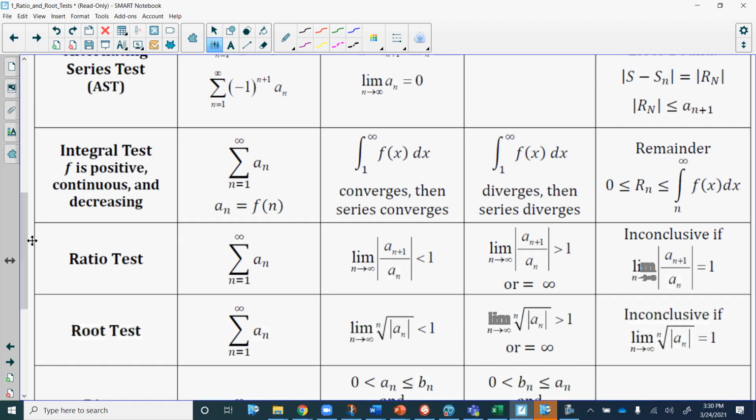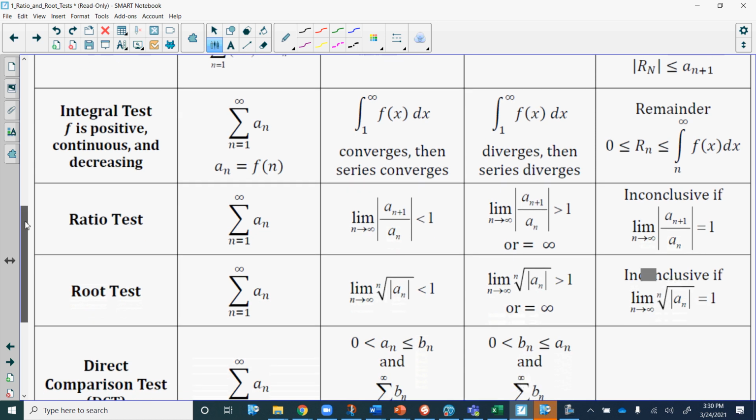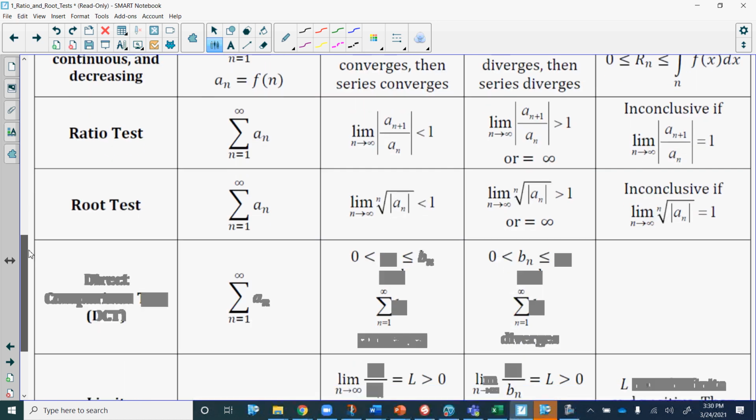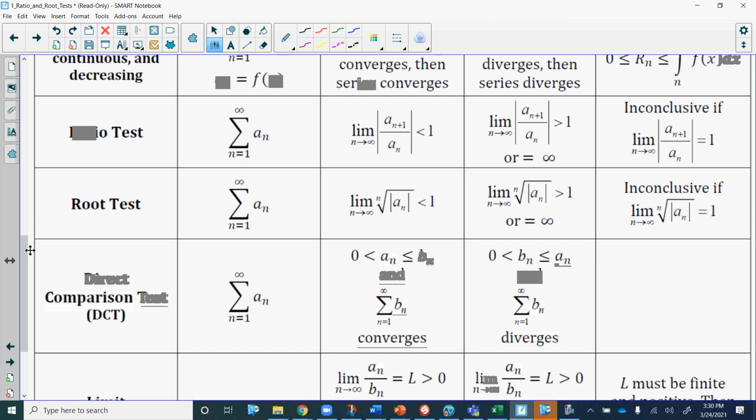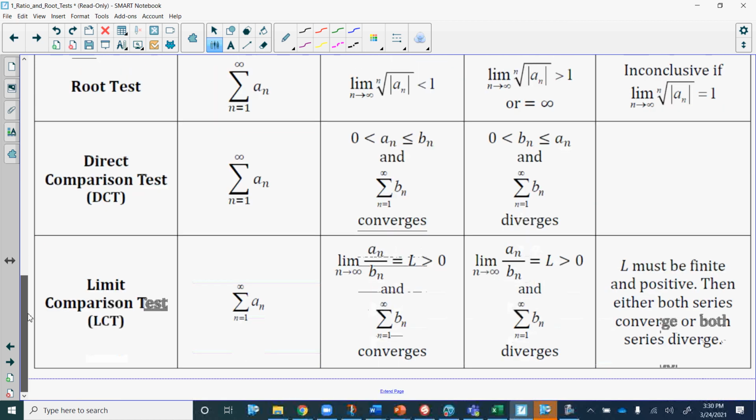The integral test is something that you want to use if it's easy to show that it's going to be a positive series, that it's going to be continuous, and that the terms are decreasing. And again, we're looking to see, do we wind up with a specific number to show that it's going to converge. If we wind up getting something like infinity, we would say it would diverge. And here we've got the ratio and root tests, the ones that we just talked about. And then finally, the direct comparison test and the limit comparison test.